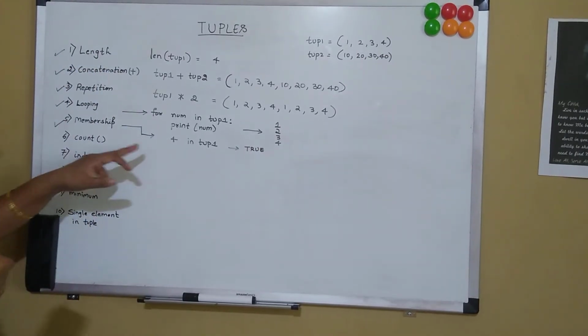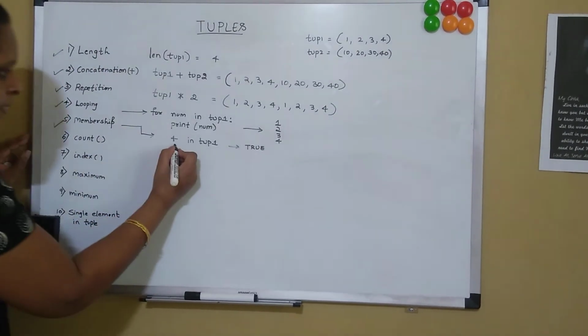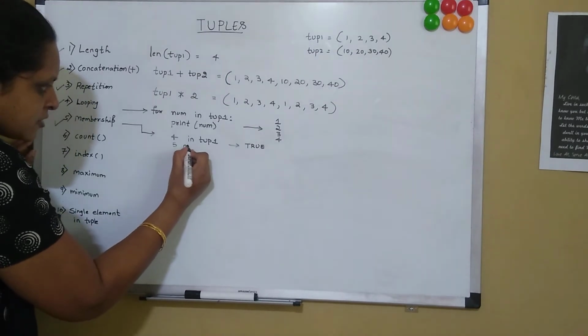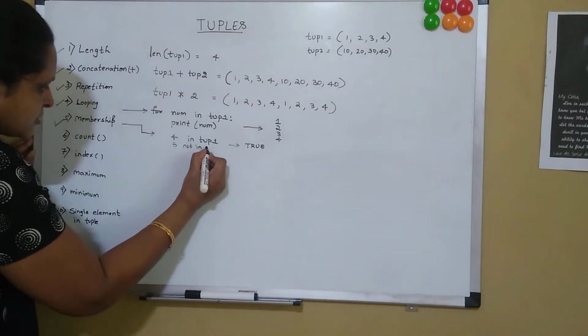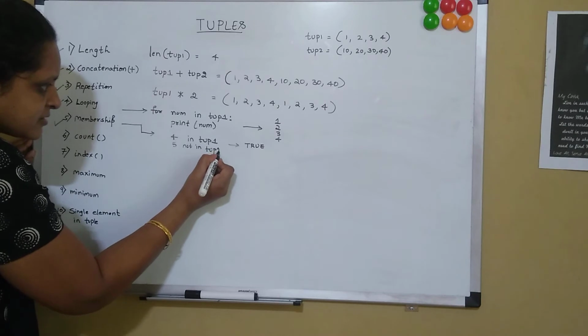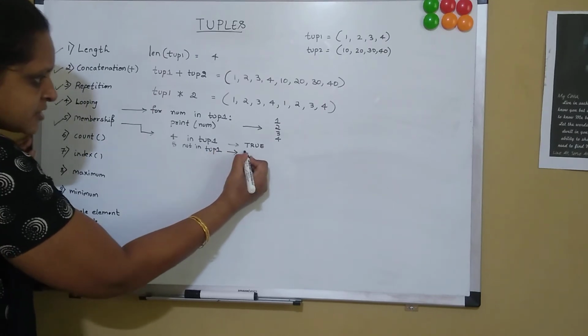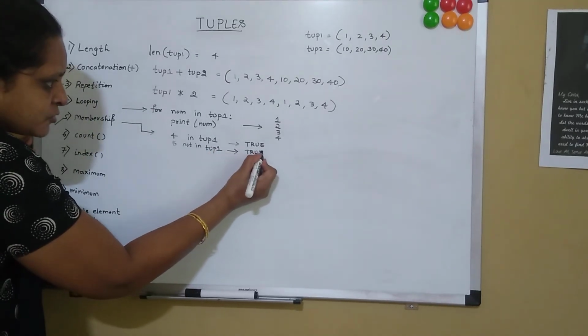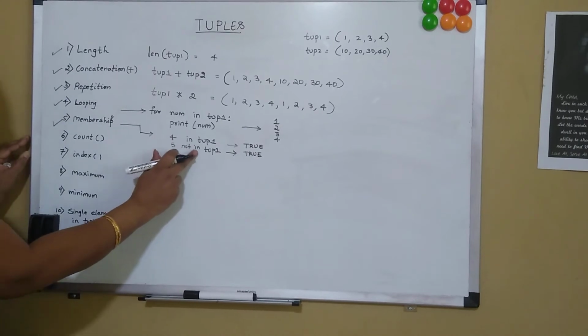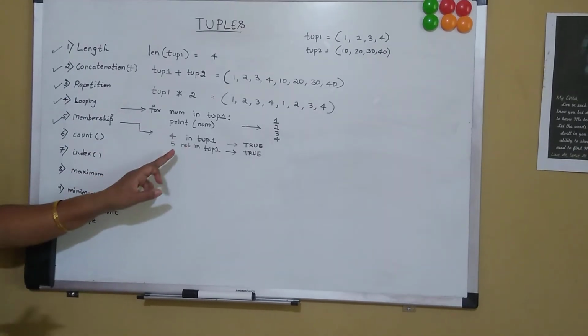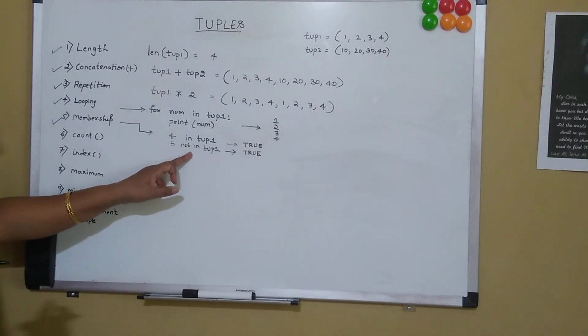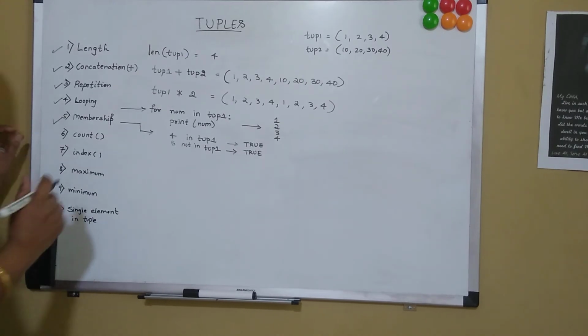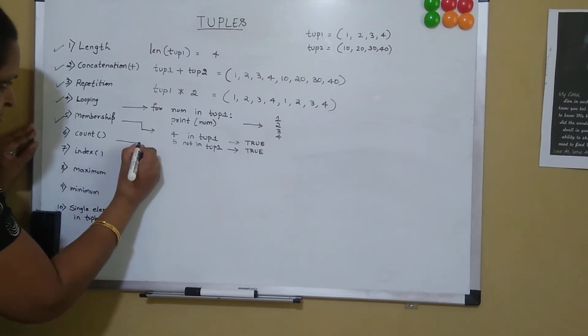If I say 5 not in tuple 1, even for this it will return the boolean value true, because 5 is not in tuple 1. In and not in are the membership operators. And now let's see the count built-in method.